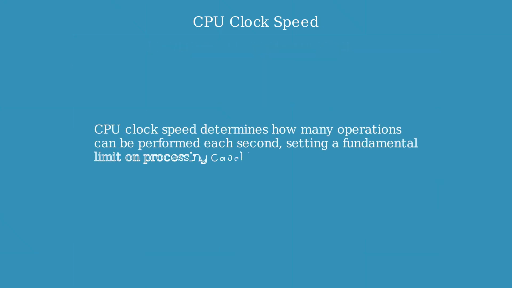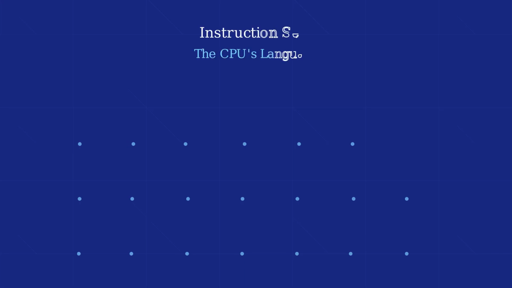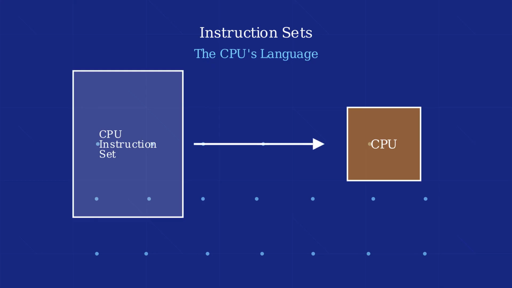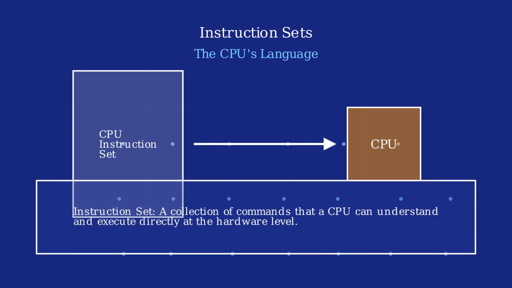CPU clock speed remains a fundamental aspect of processor performance, determining the maximum number of operations that can be performed each second. Instruction sets are the fundamental languages that CPUs understand. An instruction set is like a dictionary that defines all the commands a CPU can understand and execute. These instructions are the basic operations that the CPU can perform directly at the hardware level. These include basic operations like addition, moving data between registers, comparing values, and controlling program flow.